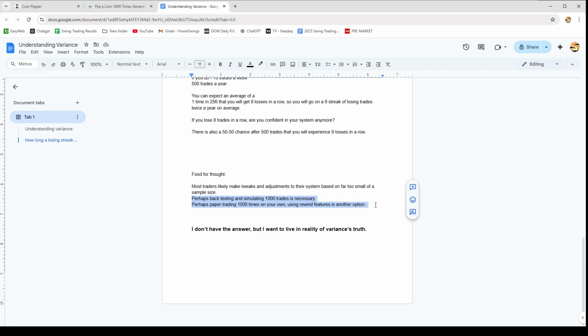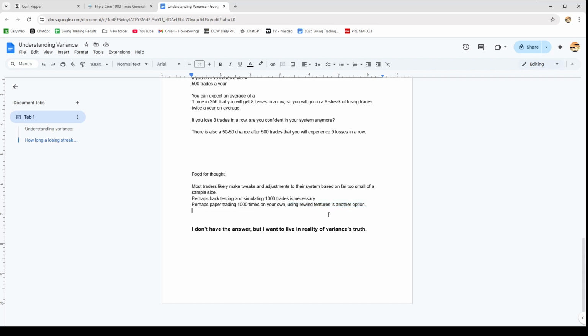And two potential ideas, neither of which I've done myself, but I will certainly be looking into, would be backtesting and simulating, say, 1,000 trades, 2,000 trades, just to get you a better feel so that when variance hits you, you're not freaking out. And then the second possibility would be paper trading, do 1,000 trades on your own. Most of these websites have this rewind feature, so you can go back a year in a stock and play it out day by day by day. Put in your entries, put in your stop losses. Did you win? Did you lose? And so on and so forth.